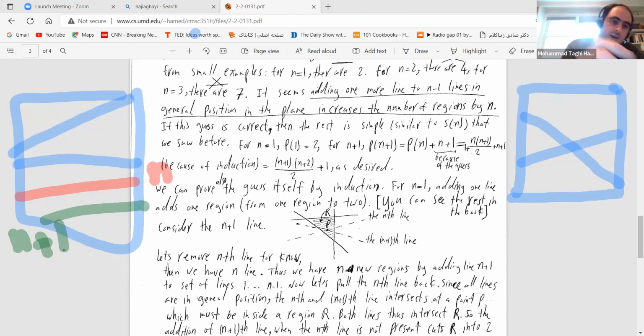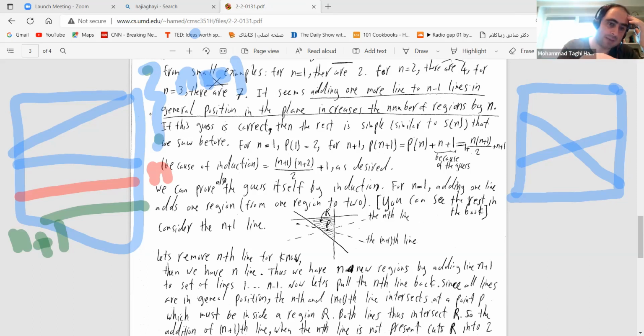Let's see what will happen. These are the first n minus 1 lines, so the first n minus 1 lines are these blue ones. Then we have the nth line and we have n plus 1. And we know that from n minus 1 to n it works, but we want to go from n to n plus 1. Good. We are using induction in a very nice way here.